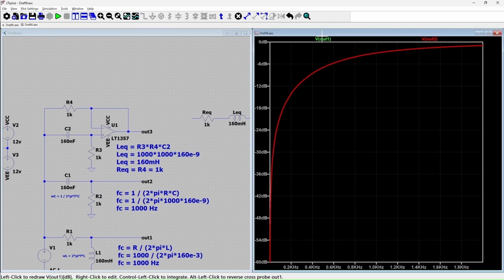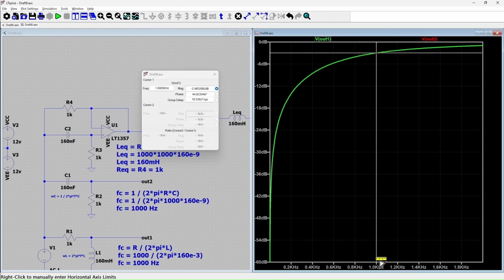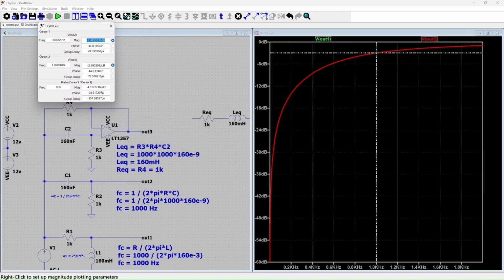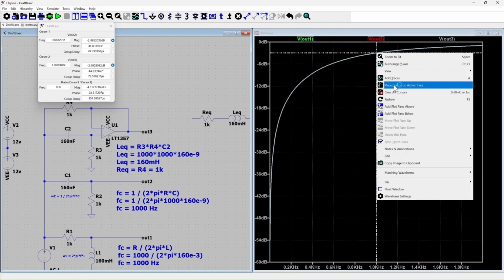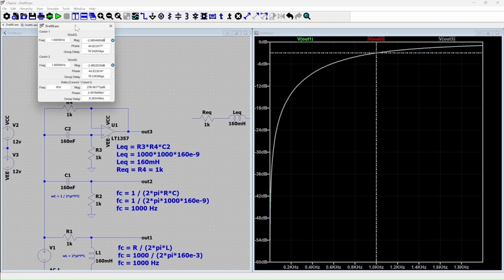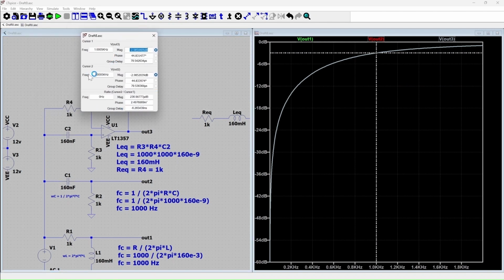So I had V out, which was exactly at 1 kilohertz cutoff frequency. Then V out 1 was RL, V out 2 was RC, and now I put my probe here and check output 3, that is the output of the gyrator, and no wonder, it is exactly matching the previous two circuits, and hence it is proven that this is acting like an inductor. If I place my trace here, you can see that all three are at minus 3 dB when 1 kilohertz frequency is passed.